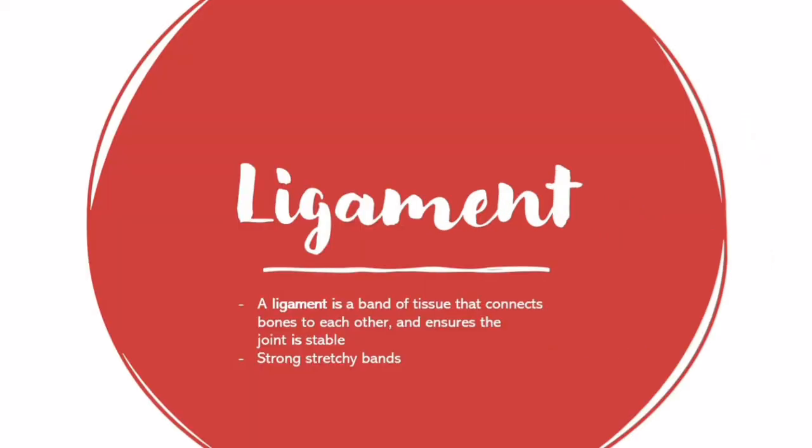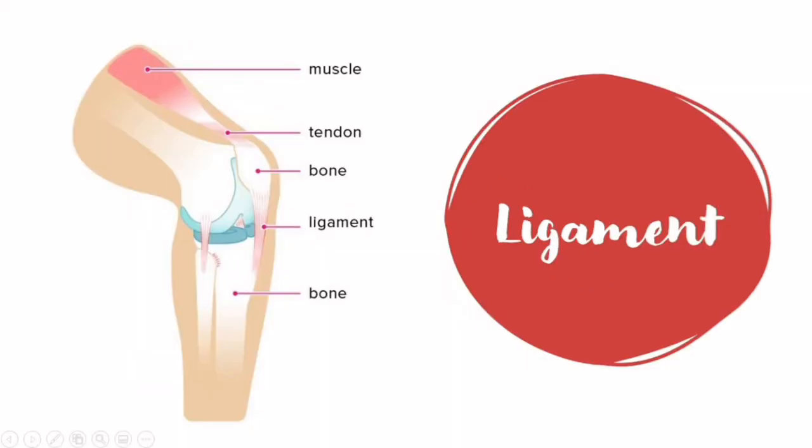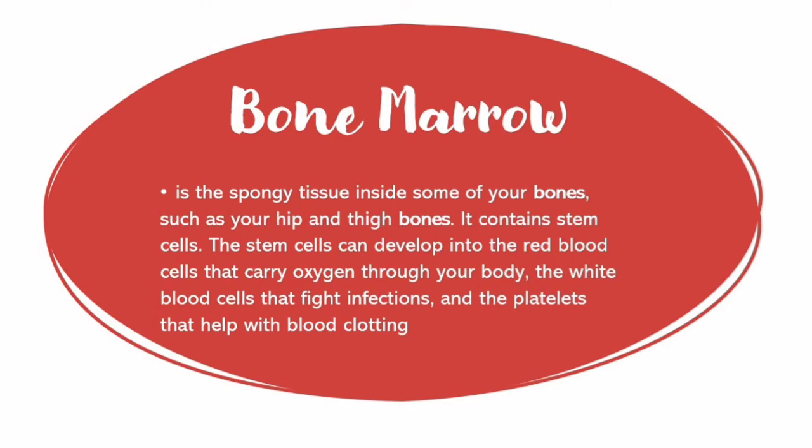Our bones are held together by strong, stretchy bands called ligaments. A ligament is a band of tissue that connects bones to each other and ensures the joint is stable. This is what a ligament looks like. It connects the bones.